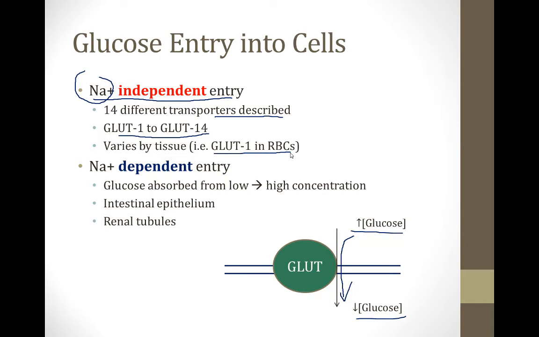The second type of glucose entry into cells, which is less common, is called sodium-dependent entry. This is used when glucose needs to be absorbed from a low to a high concentration. There are two important places where this takes place. The first is in the intestinal epithelium, and the second is in the renal tubules.